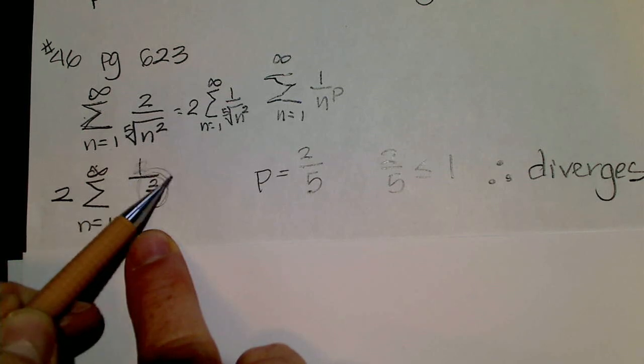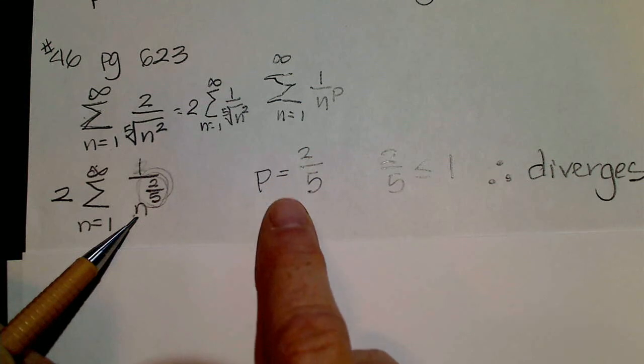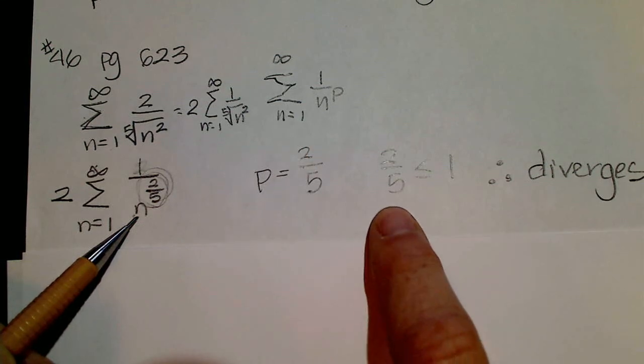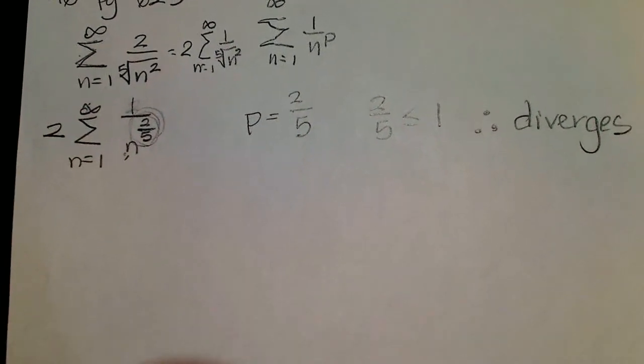This is p. And my counting mechanism is in the base. So p equals 2/5. 2/5 is less than or equal to 1. So my p-series diverges. And that is it for convergence and divergence of a p-series and identifying a p-series.